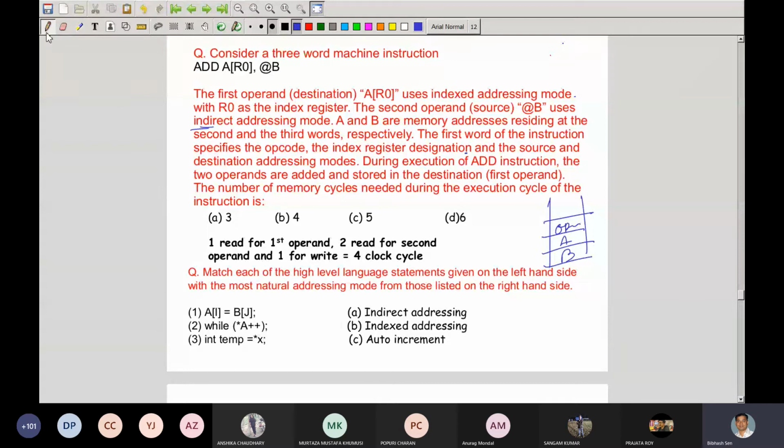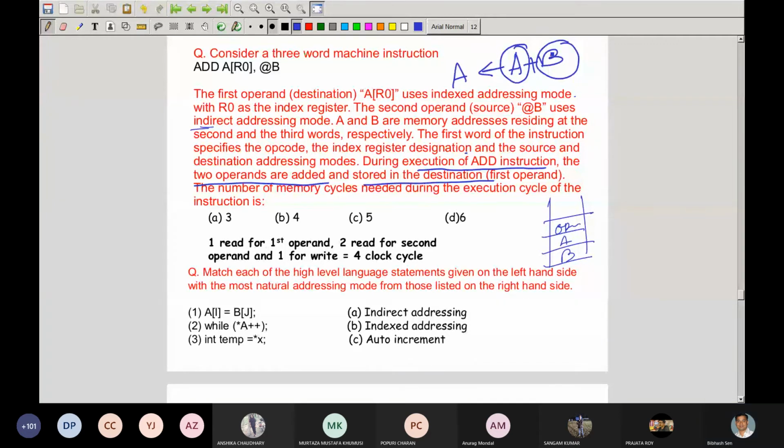Try to understand. Now again I'm repeating that during execution of the add instruction, the two operands are added and stored in the destination. That means we are adding A and B and then again storing into the destination. The problem is that A is also not direct, B is also not direct. Am I clear? Both are not direct.